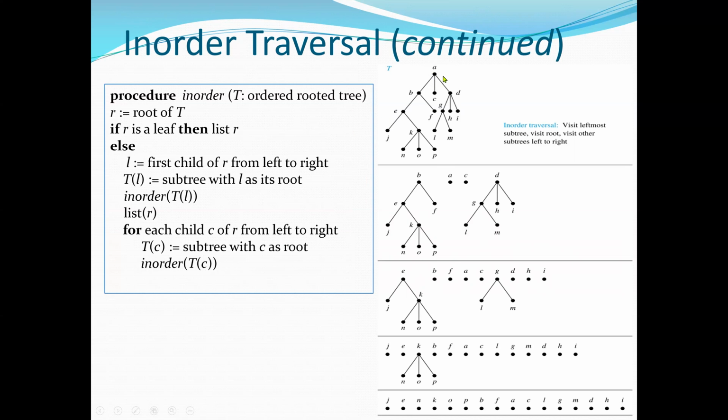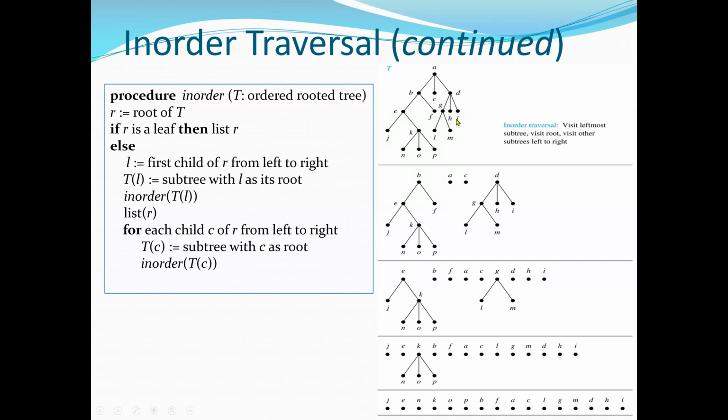Instead of pre-order, we start from A, then we go through B, E, J, then K, then M, N, O, P, then F, then C, then D, then G, L, M, H, I. That's pre-order. A, root to the left, B, E, J, the same level with K, then M, N, O, P. We finish with the left, then we come to F, then C, then D, then G, L, M, H, I. Then we finish.